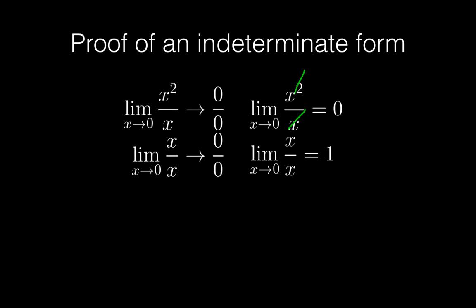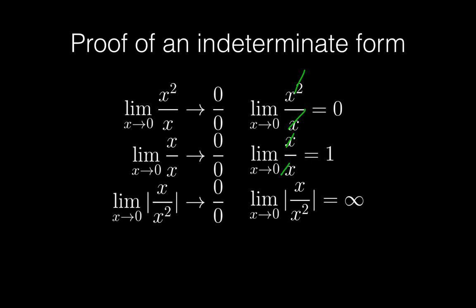If we look at the limit as x approaches 0 of x over x, this also results in the form 0 over 0. The limit as x approaches 0 of x over x is 1, because we can cancel out these x's to get the value of 1. So the limit as x approaches 0 of 1 is just 1.